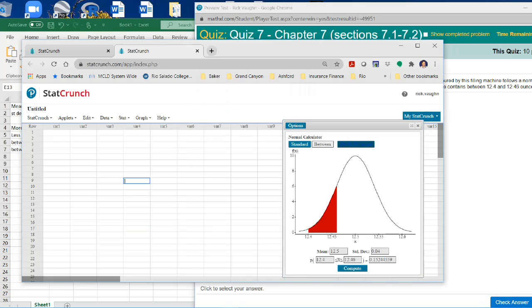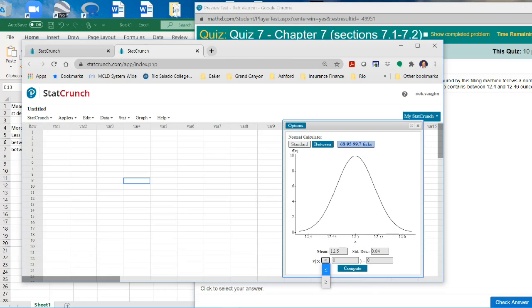So Statcrunch is kind of easier to use because it's all set up. You don't have to enter any of those formulas, but you have to make sure that you have this window pulled up and you know where to find that normal calculator and how to type the numbers in. And then if you only have the standard, you could do the below, and I think that it may have an option for it being above. You can change here to it being above instead of below. So then that saves you from doing the 1 minus business that you need to do over in Excel.